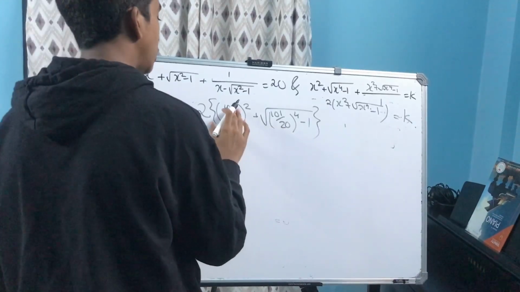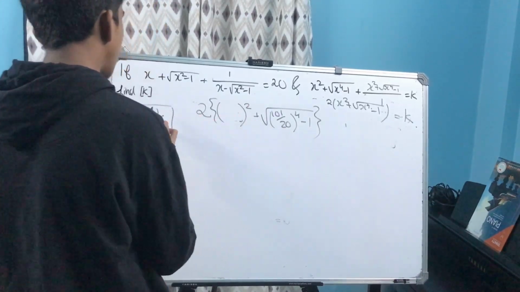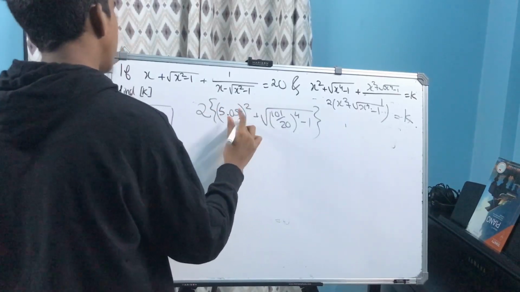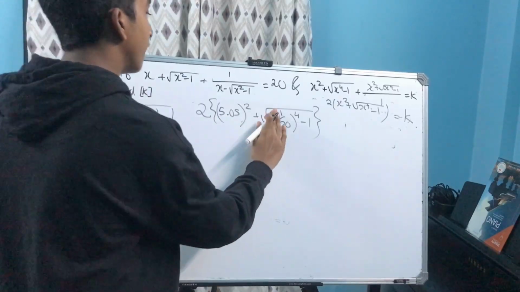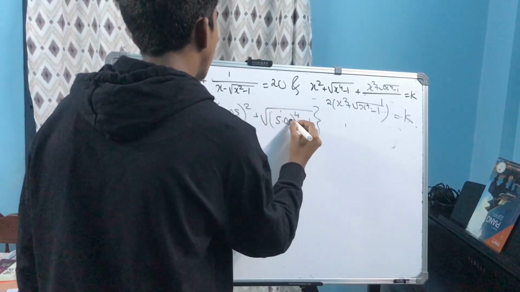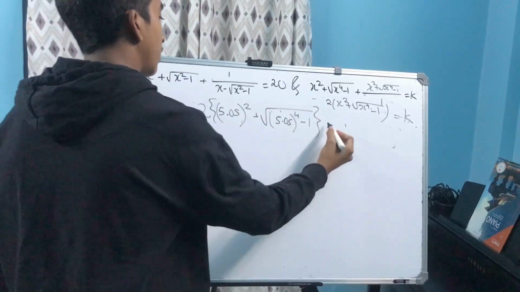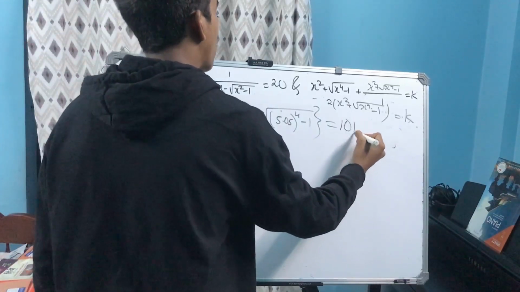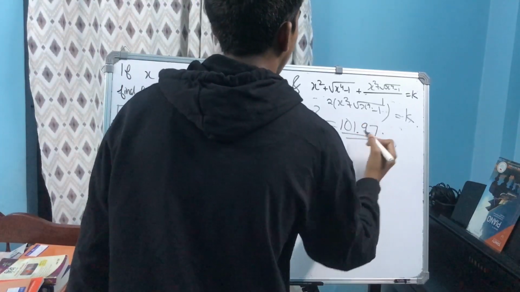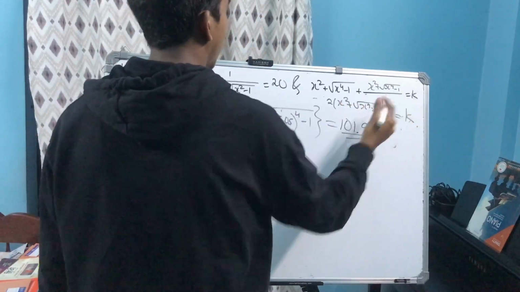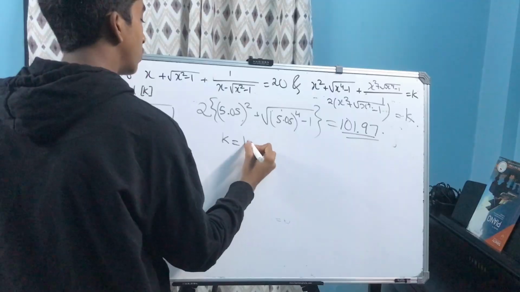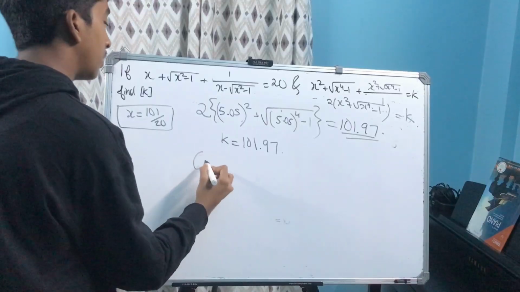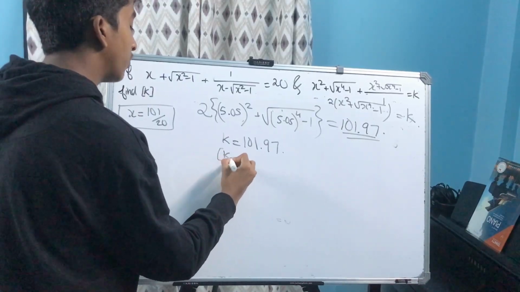This is a tedious calculation, so 101 by 20, that will be of course 5.05, pretty sure, and so we have 5.05 the whole square plus the square root of 5. If you do the calculation, you will get 101.97, and since this value is equal to k, we can put that k is equal to 101.97. Now let's get to what the greatest integer function of k would be.